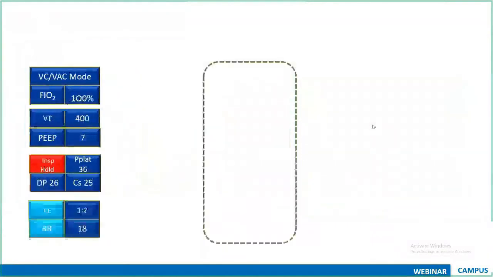Now you see the next patient. I am having an ARDS patient. I am just ventilating the patient. The patient is extremely hypoxic. That is why after intubation I put the patient on FiO2 100%, tidal volume of 400, slightly high PEEP 7. Then I measured the inspiratory hold. So I am getting a plateau pressure of 36. Driving pressure is very high. Compliance is 25. And I:E ratio I kept at 1:2 and respiratory rate is 18.